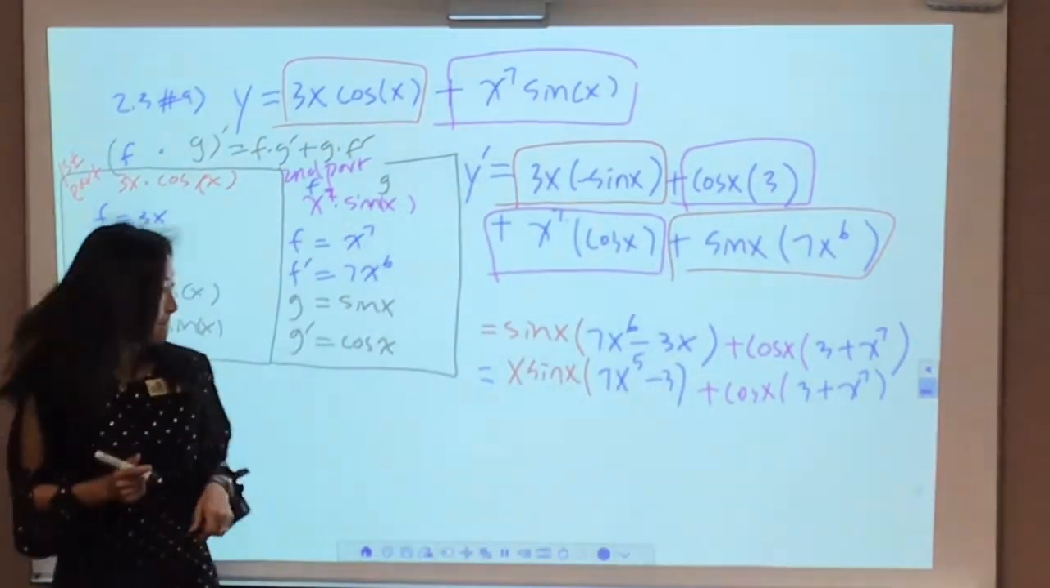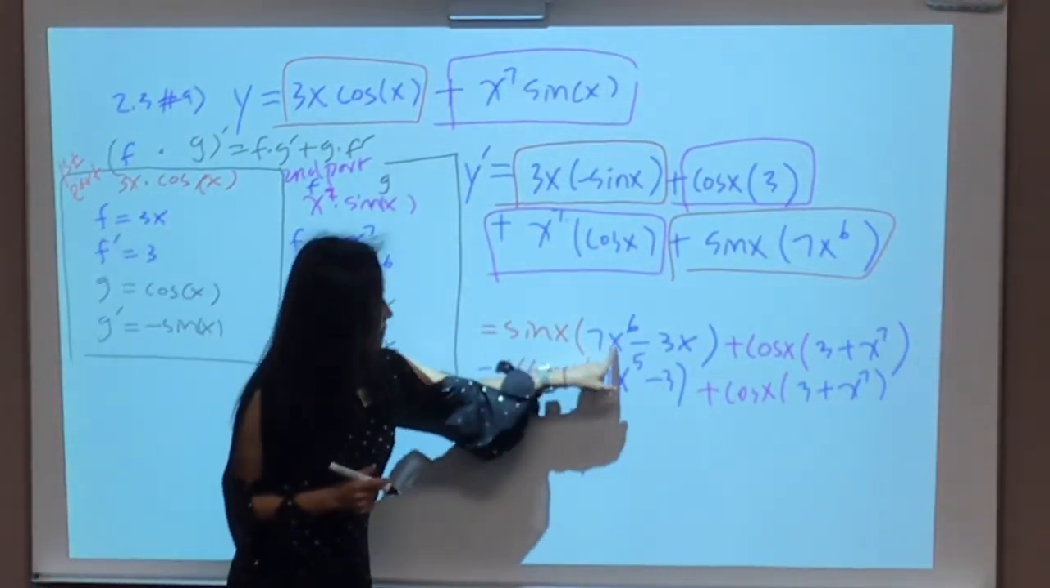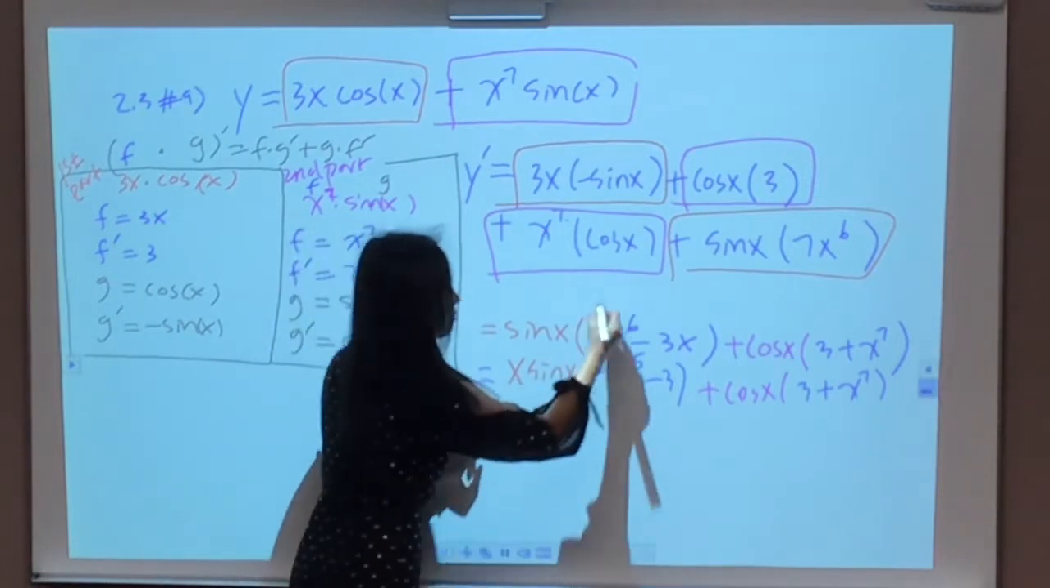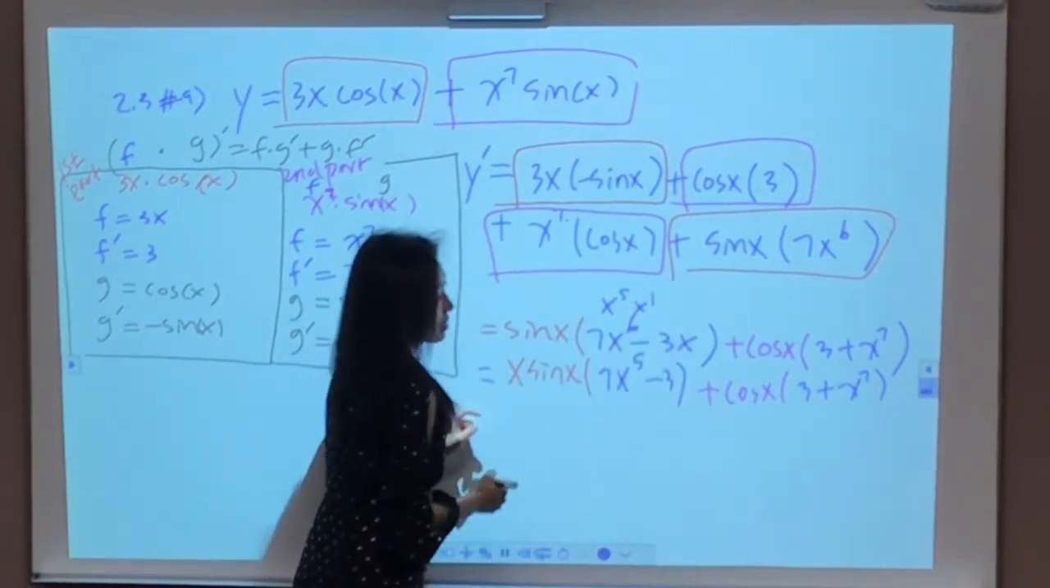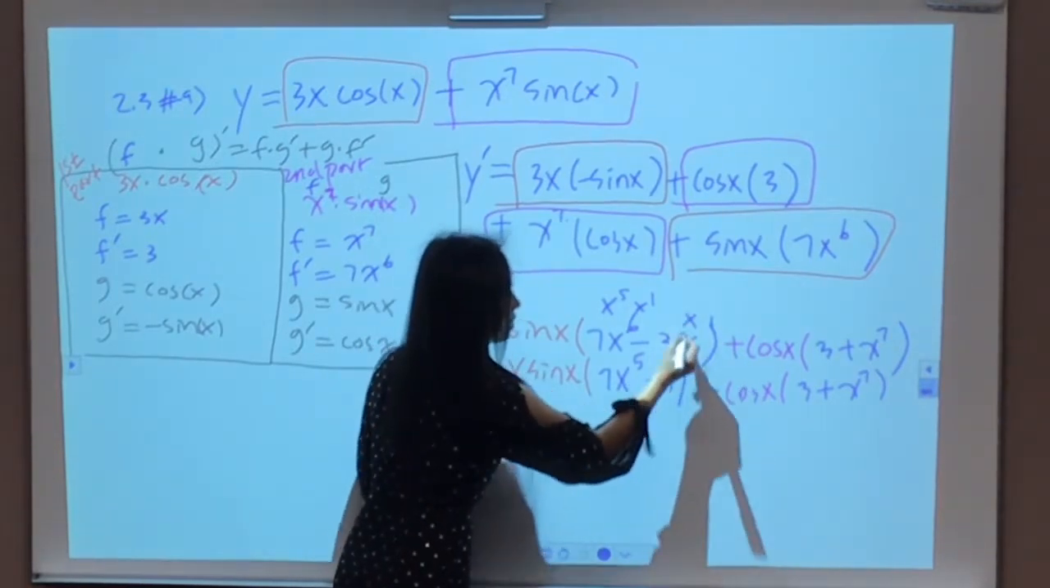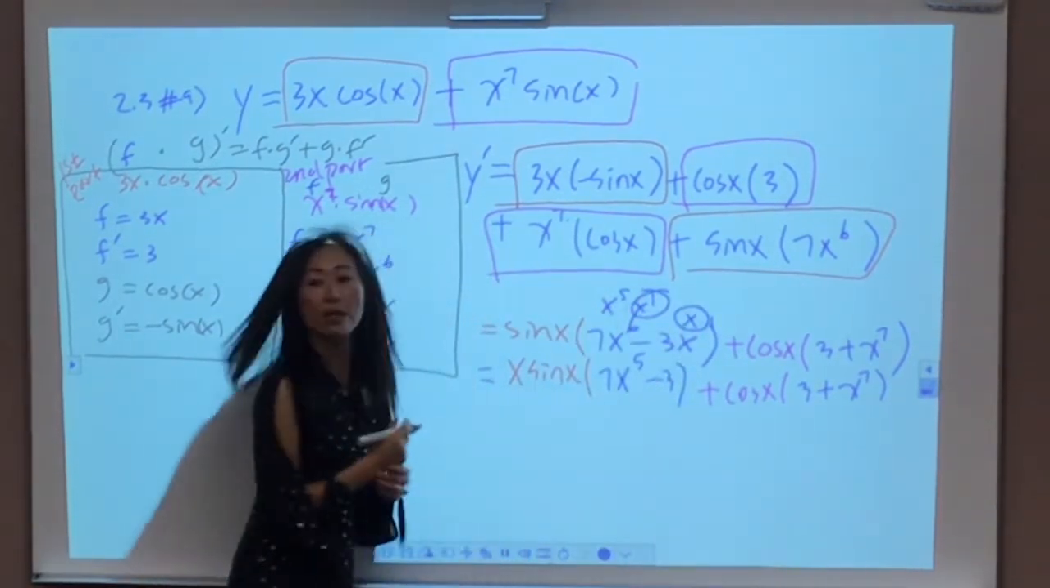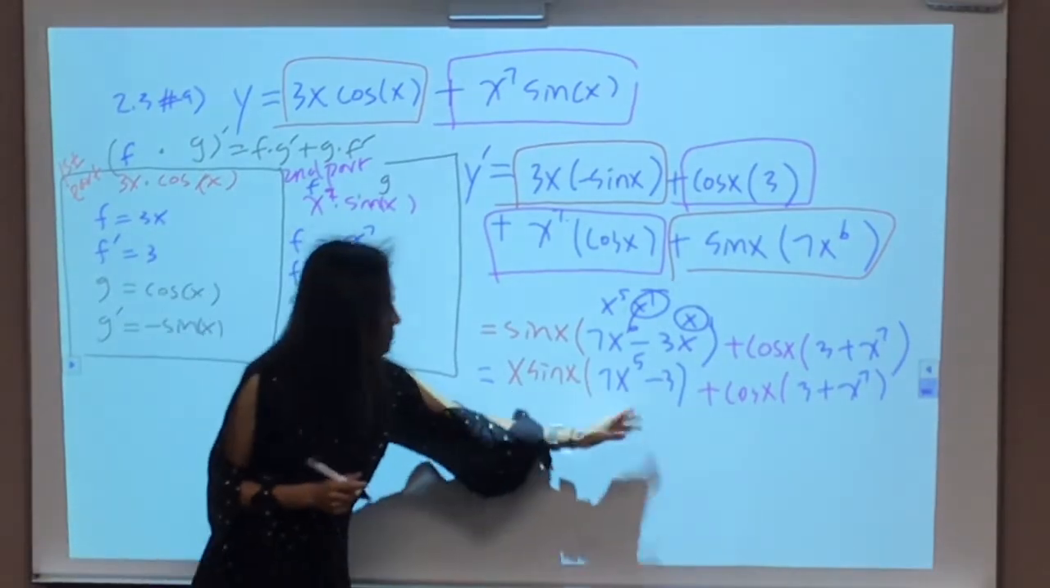Why'd you change the 6 to a 5? Because I factor out x. I can make this to the 5 and then what? 1. And this is just the x times 1. So I'm factoring out the x to the 1. Okay, catch that. So I go in here, fifth power and then no power.